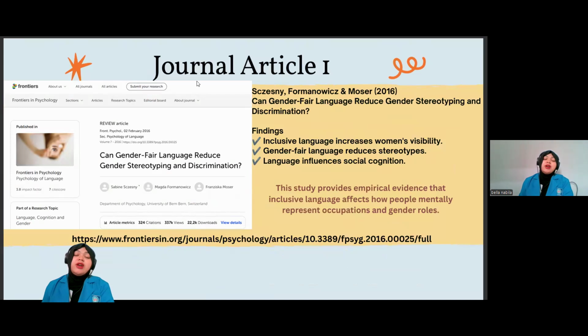Next, for journal article number one, I use this by Stezeni, Manowitz and Moser, 2019. Can gender fair language reduce gender stereotyping and discrimination? Findings from this article: inclusive language increases women's visibility, gender fair language reduces stereotypes, language influences social cognition. This study provides empirical evidence that inclusive language affects how people mentally represent occupation and gender roles. Here's the link.